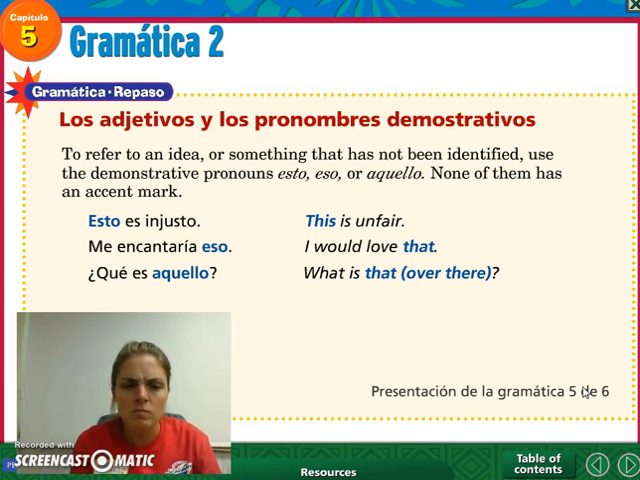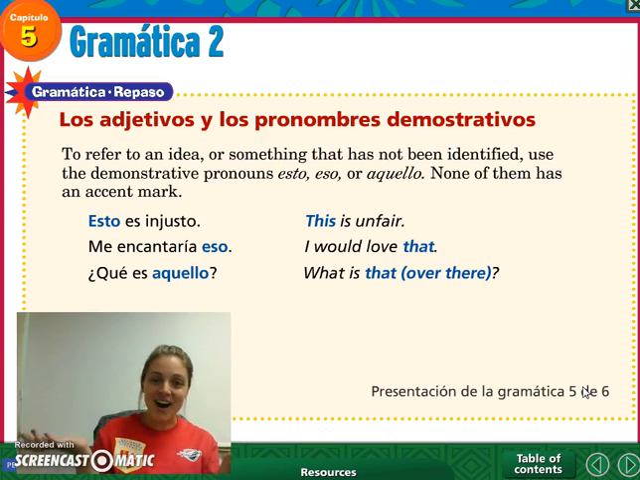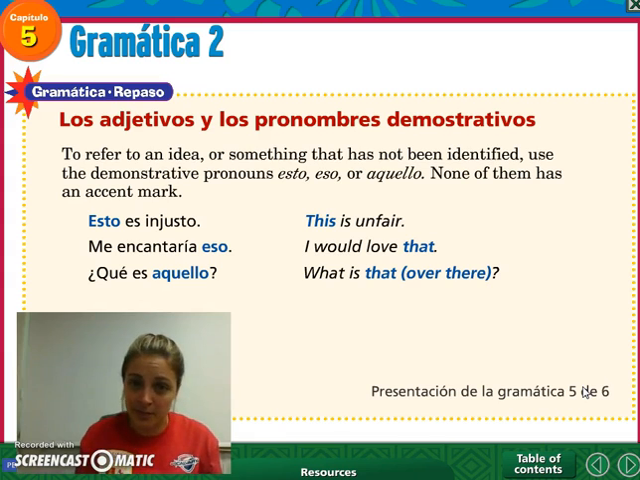Couple of examples. Esto es injusto. This is unfair. I didn't really say what the this was. I just made a general statement. Me encantaría eso. I would love that. I don't even know what I'm talking about, but I would love that.